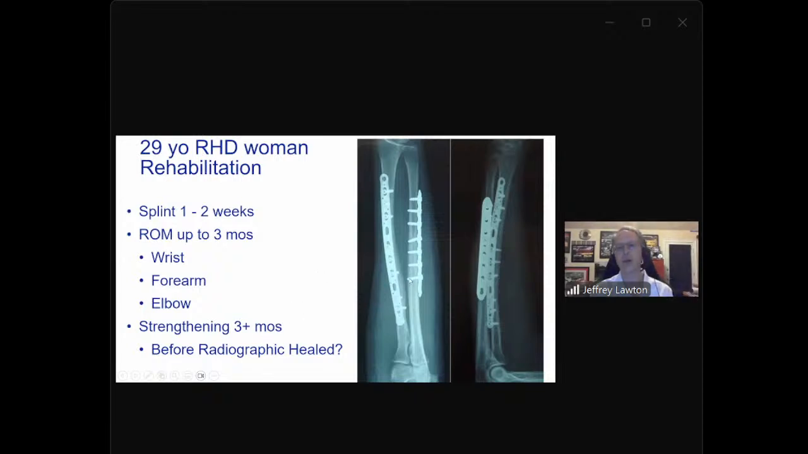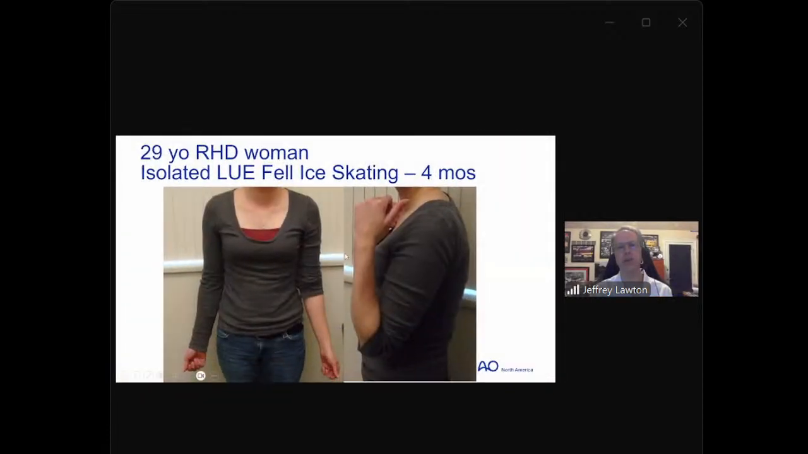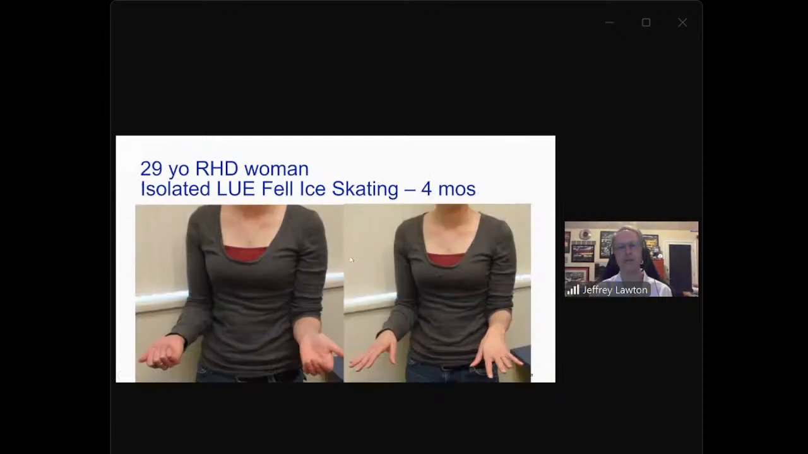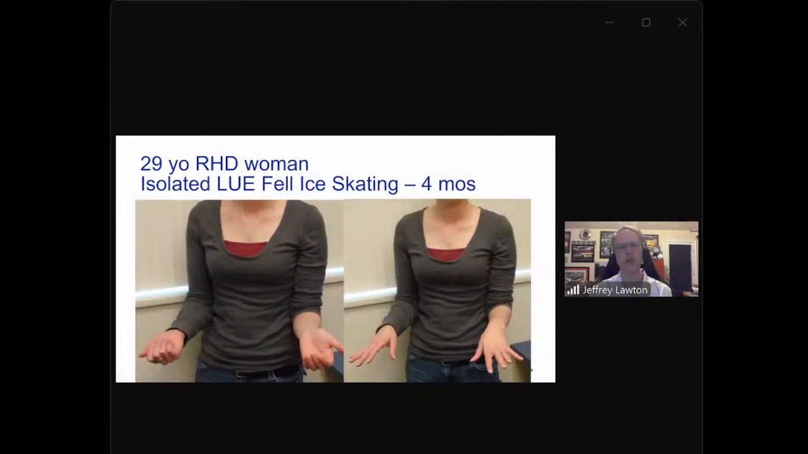So here's this patient 3 or 4 months out. Here she is at 4 months. Again, good range of motion. And then remember that these fractures involve the elbow, the forearm, and the wrist. So that should be part of your rehab.